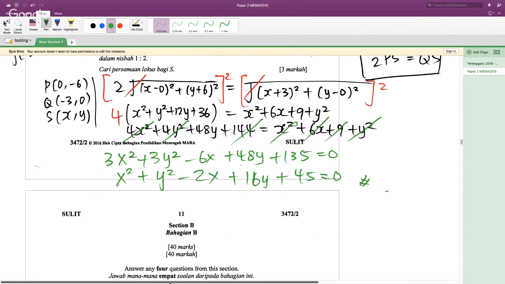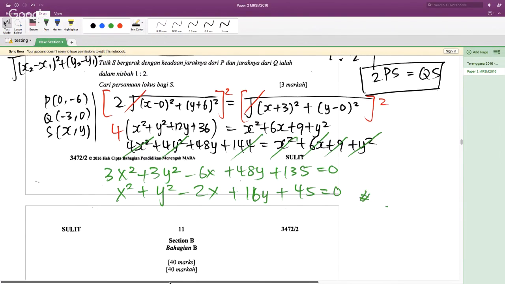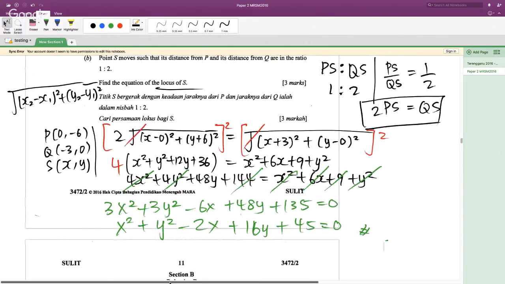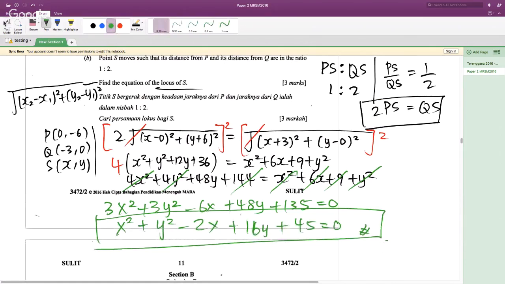Okay, so why do I need to square both sides? Because I want to eliminate the square root. Normally our equation of the locus is not in square root form. So in order to eliminate the square root, I have to square both sides.